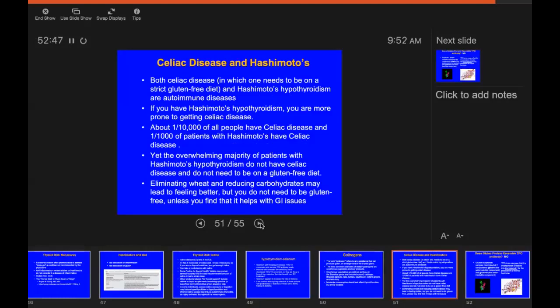I do find that eliminating wheat and reducing carbohydrates, you may feel better, especially the people who have a lot of symptoms of gluten intolerance: the bloating, gas, GI symptoms. You may feel a little bit better, but I don't think you have to be strict about it. I don't think it's the be-all, end-all. I have patients that don't have any GI symptoms and are super strict about it. It doesn't really help your thyroid at all, unless you have GI issues.